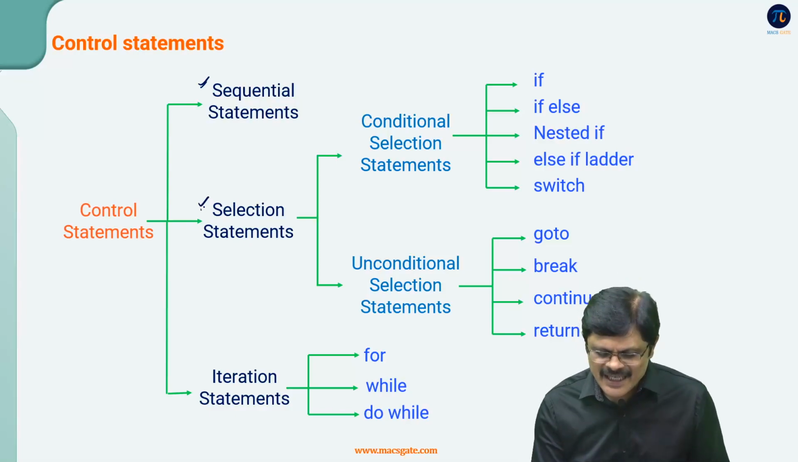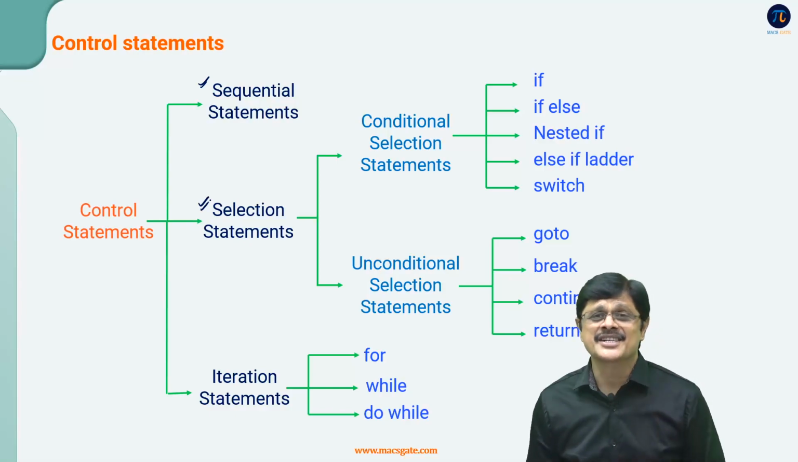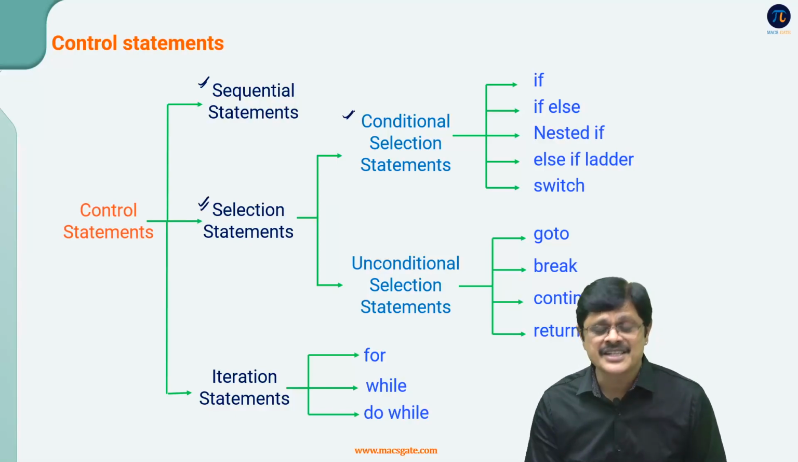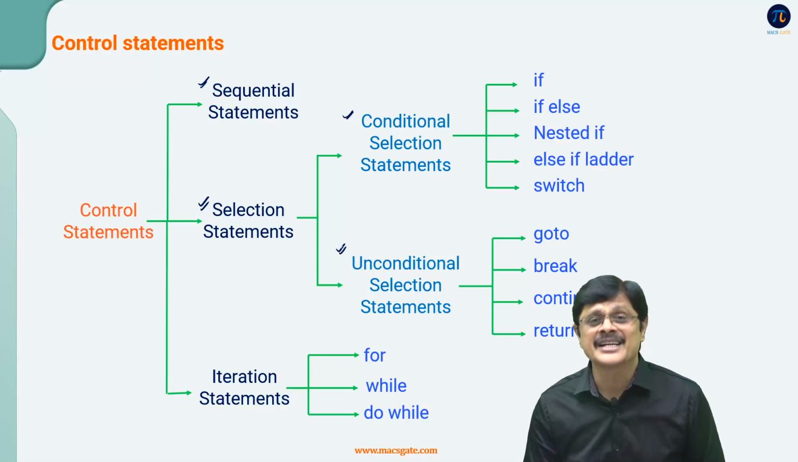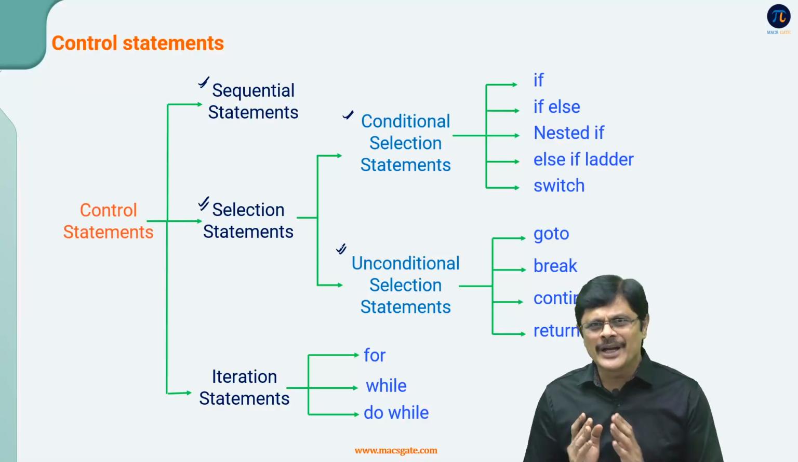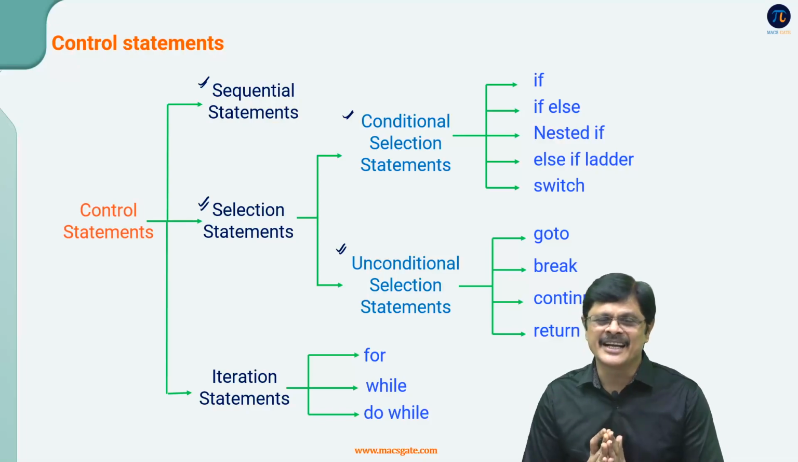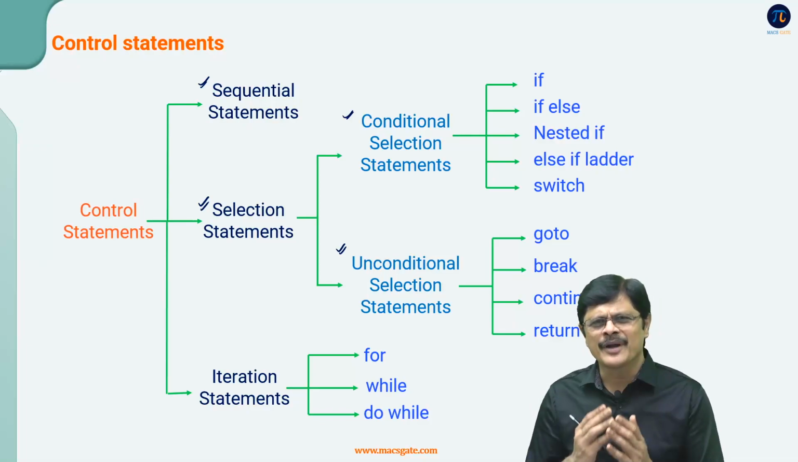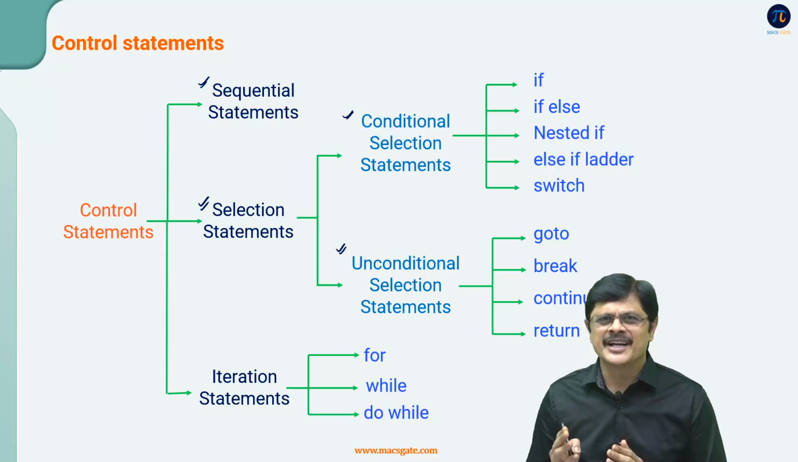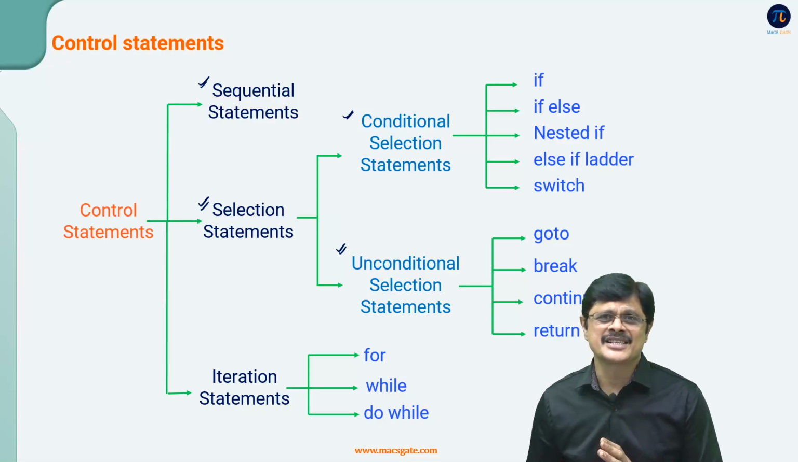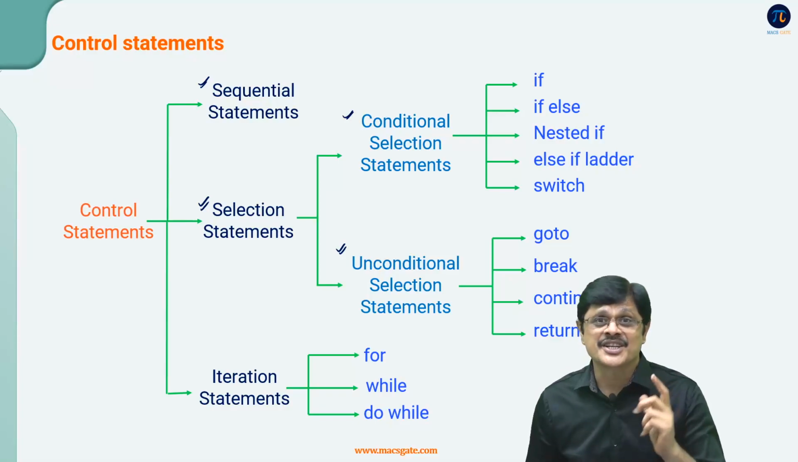Then we have selection statements. Under selection statements, we have conditional selection statements and unconditional selection statements. We will discuss these statements in detail. Under conditional statements, we have if, else if, nested if ladder and switch case. And under unconditional statements, we have the goto statement which causes unstructured programming.